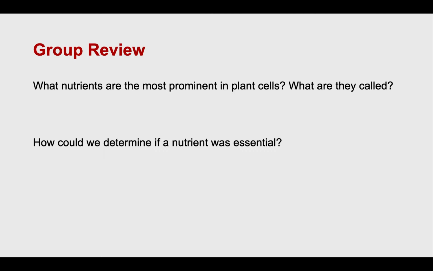Macronutrients. Nice. All right, so if we want to determine if a nutrient was essential to the plant growth of a specific species, what would we try to do? How would we set up an experiment? Take away said nutrient and see if they can complete a life cycle without it. If not, then it's pretty essential. Yeah, exactly. Take away a nutrient and see if the plant can essentially survive and complete a life cycle. And we're going to do that in mostly a hydroponic solution because soils are really complex.